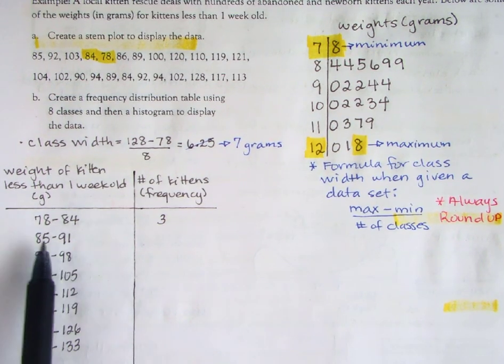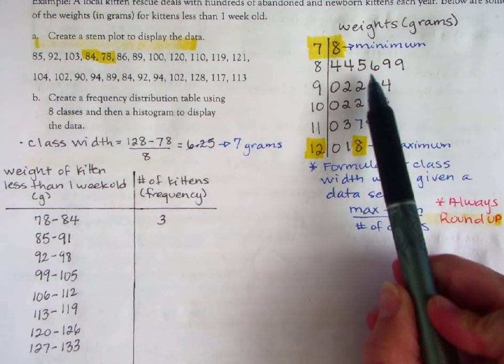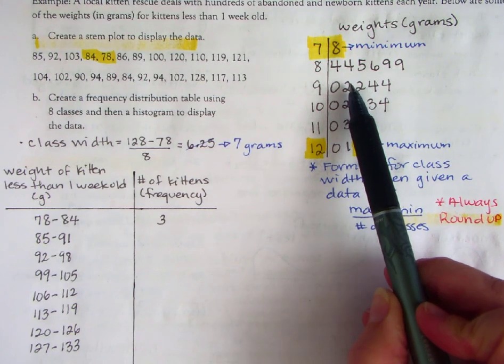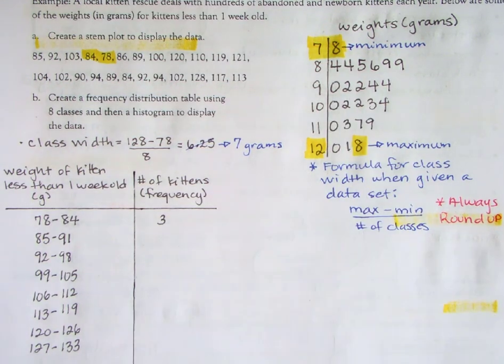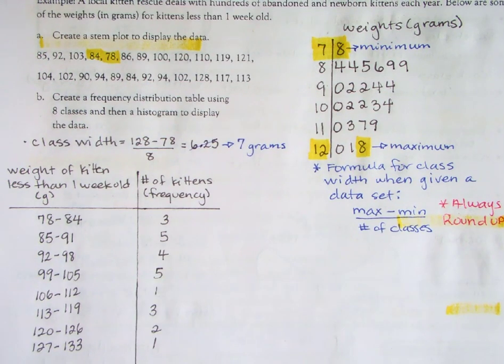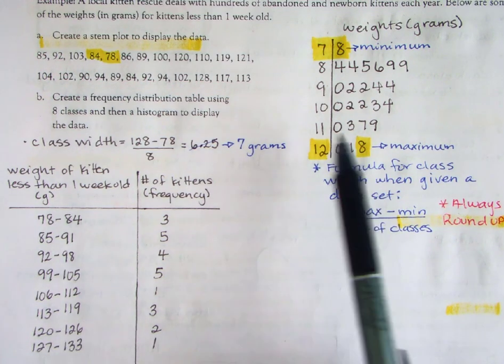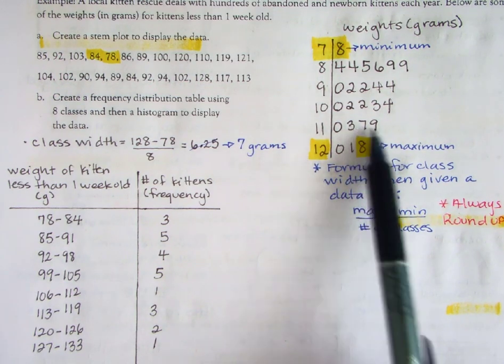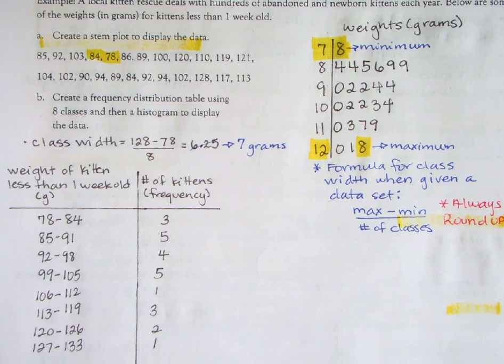I need to do the same between 85 and 91. So I have 1, 2, 3, 4, 5 data values that fall between 85 and 91, because the next data value starts at 92. As you move through your stem and leaf plot, you're going to count the number of data values that fall within the classes that we have created in our frequency distribution chart. For example, the class 113 to 119. There are 3 data values that fall within that class. Once we have our frequency distribution table, we can now make our histogram.